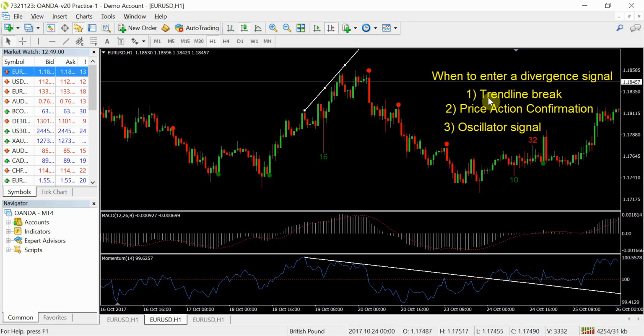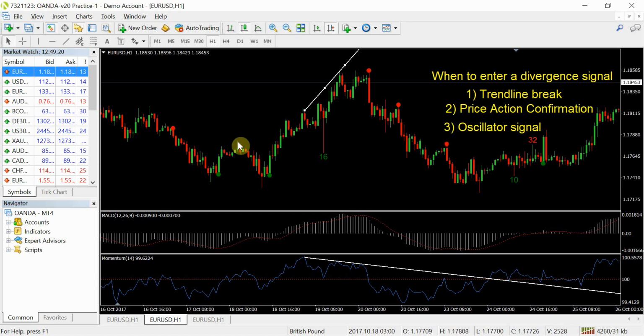My view is to either pick your best or a combination of them all, just to get your way into using divergence. Probably when you're starting out, you may want to only take trades that have all three, so then you know that you're trying to pick the best probability outcomes here. So the first one, trendline break.